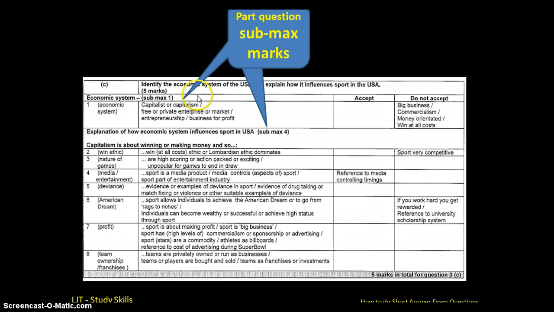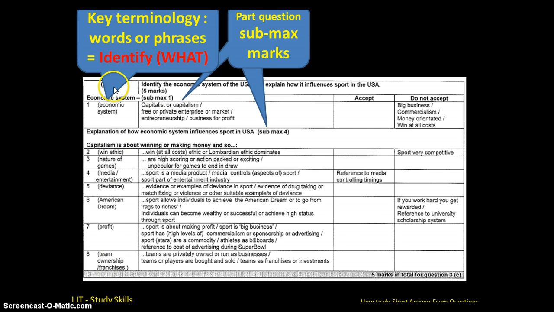So here's our 2 parts to this question. This part gives you a sub-maximal value, so one of the 5 marks will come from the first part, identify the economic system, and the other 4 marks come from the second part of the question, explaining about the economic system.